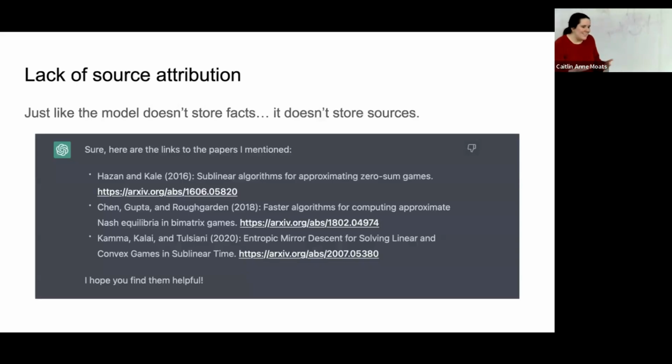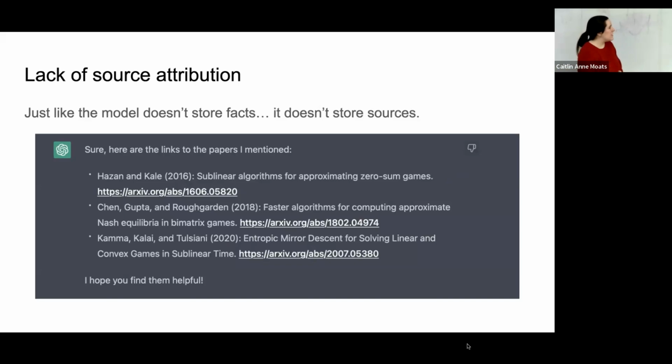Also, related, lack of source attribution. So just like the model doesn't store facts, it also doesn't store sources. I asked a fellow PhD student in the computer science department at UW Seattle, who messaged us a few weeks ago, "I wish I could speak with the confidence of ChatGPT when asking about its sources." So he works on computer science theory, right?